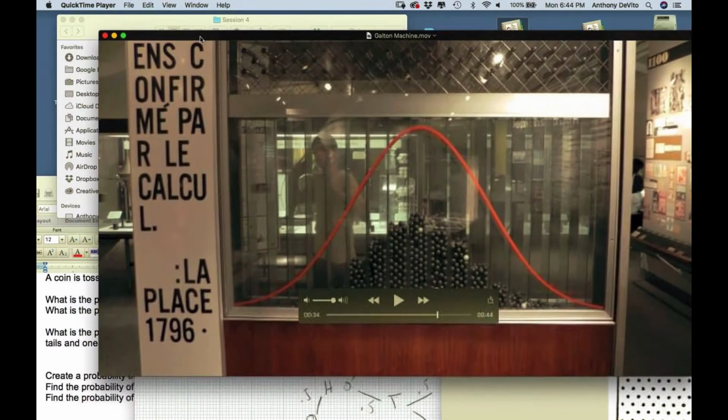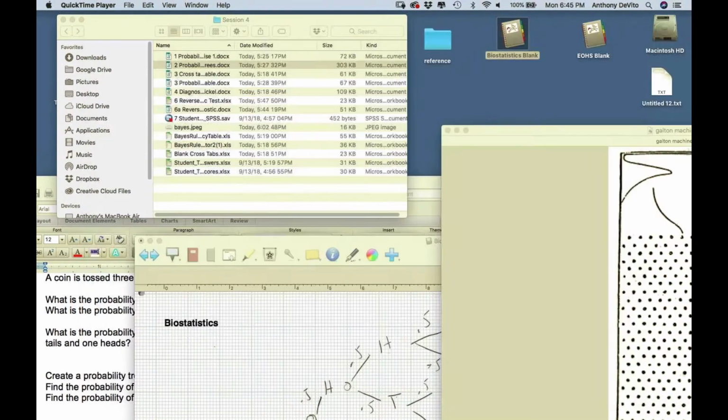So at any rate, this is a Galton machine. Now, get that out of the way.